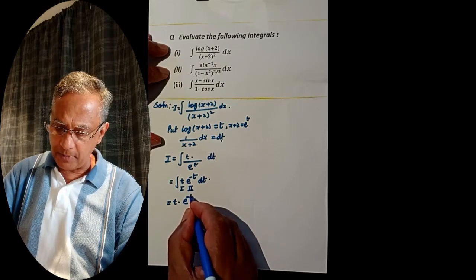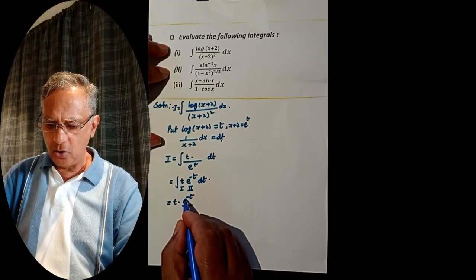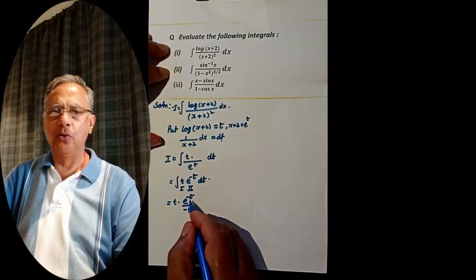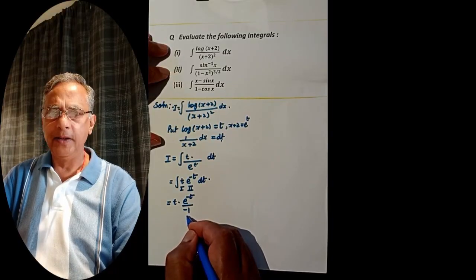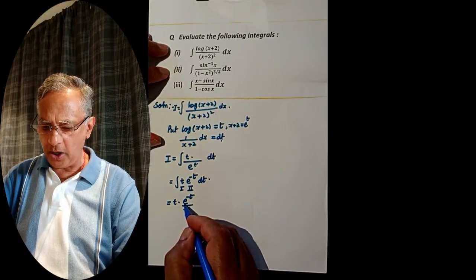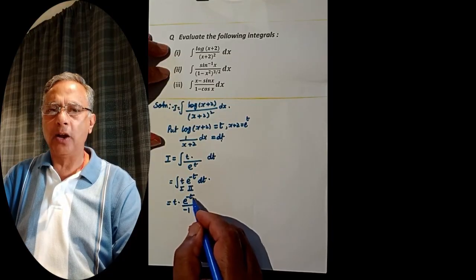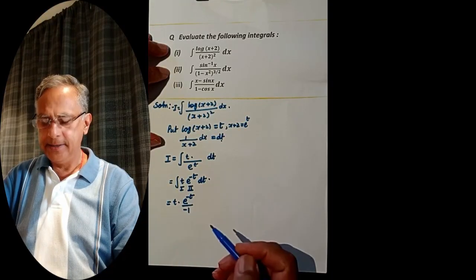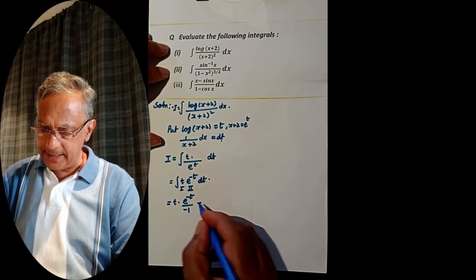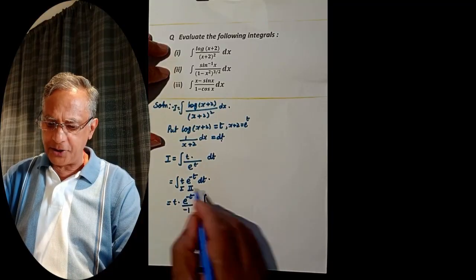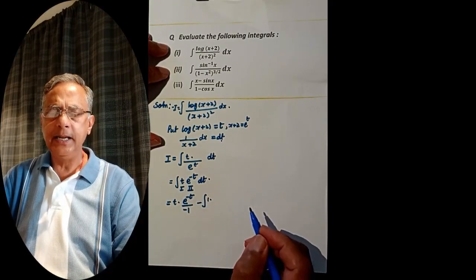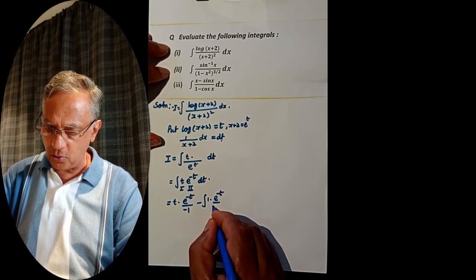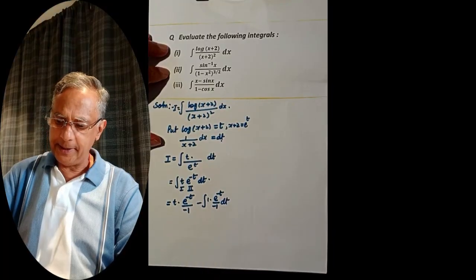Integration of e to the power of minus t is e to the power of minus t over the coefficient of a, that is minus 1. We must divide by the coefficient of x, because the rule for ax plus b is being used. So we divide by the coefficient of x, that is minus 1. Minus the integral of the differentiation of first. Differentiation of t is 1, into integration of this, e to the power of minus t over minus 1 dt.